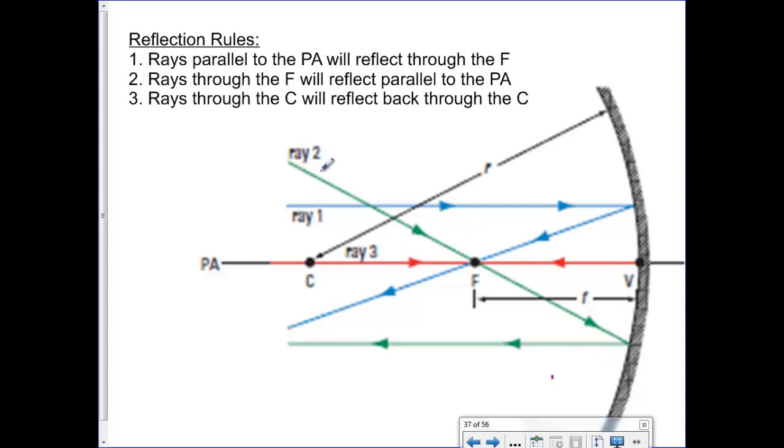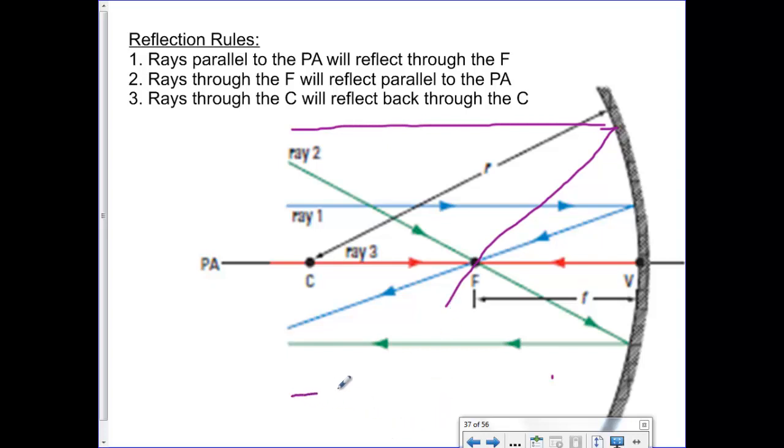Let's start with number 1. If you have a ray that goes parallel to this axis, like this right here, this red line is the principal axis. If you ever have a ray that goes parallel to the axis, they always bounce back through the focal point. So like if I were to draw another ray like this, I know where it's going to bounce. It's going to bounce through the focal point.